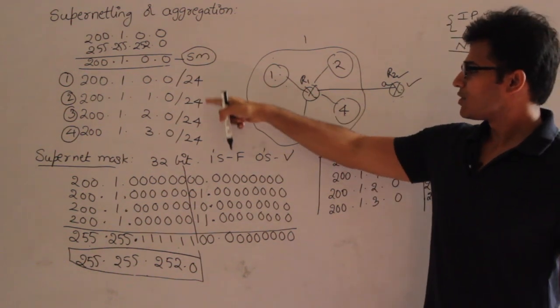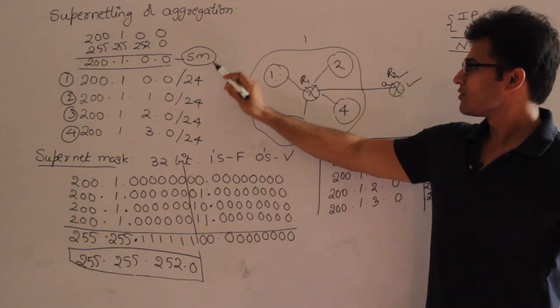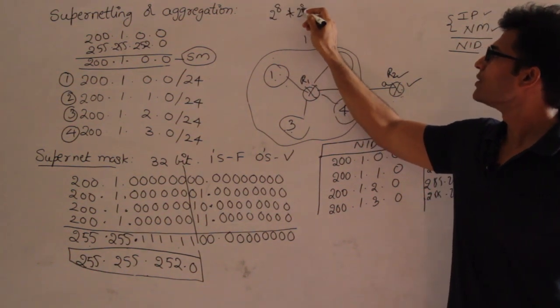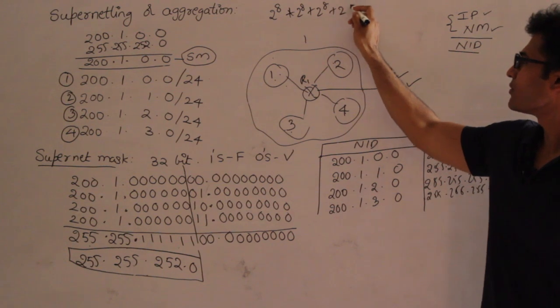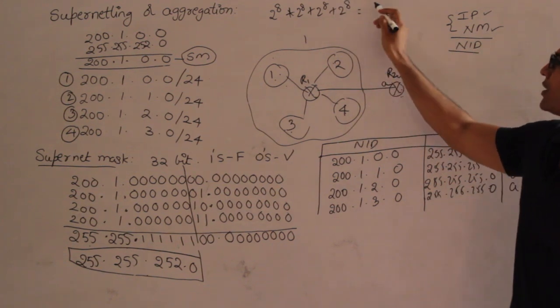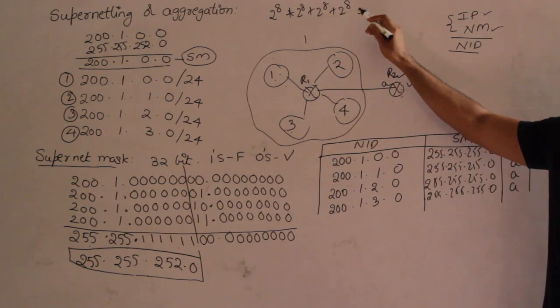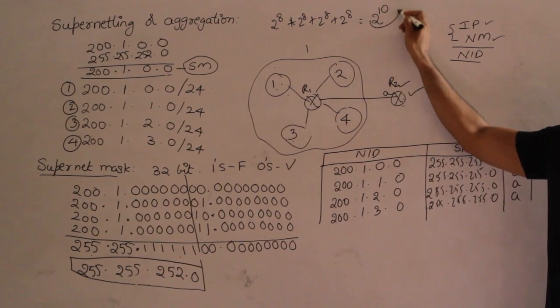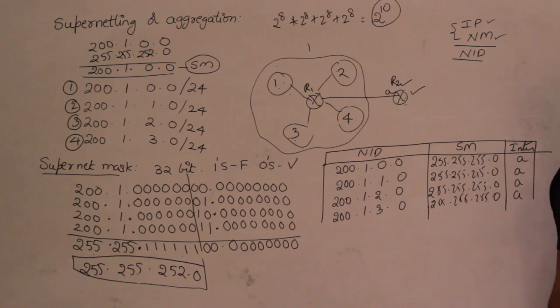See, what is the size of all these networks? The size of the first network is 2 power 8. The size of the second network is 2 power 8. Third network is 2 power 8. Fourth network is 2 power 8. Add them all, then what is the overall size of the supernet? The total size is going to be 2 power 10, isn't it? 4 into 2 power 8 is 2 power 10.